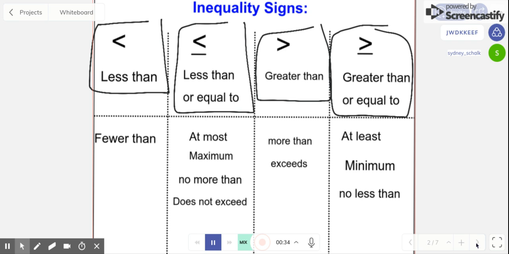At most, maximum, or no more than, or does not exceed, has the same symbol as less than or equal to. More than or exceeds has the same symbol as greater than, and at least, minimum, or no less than has the same symbol as greater than or equal to.